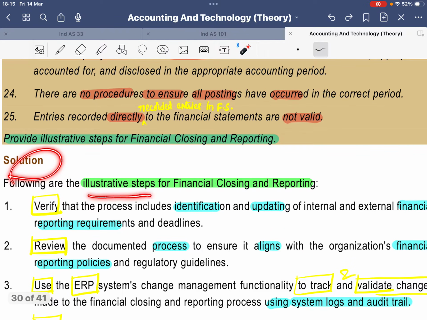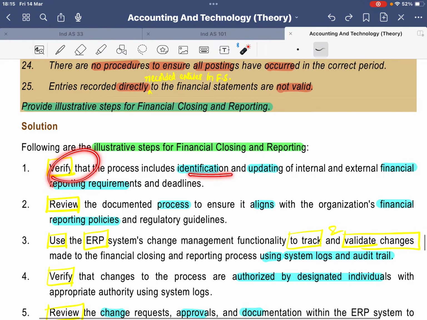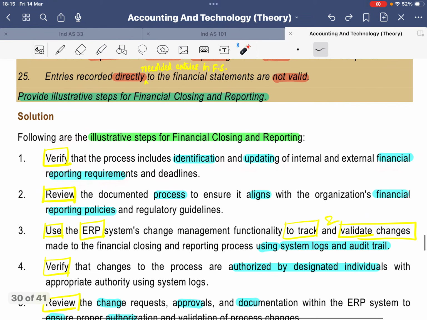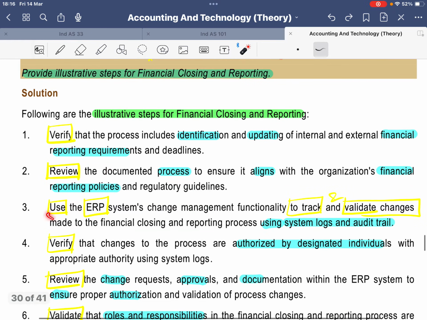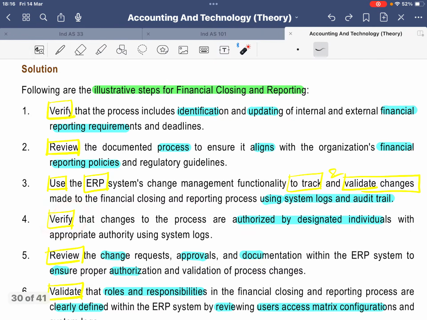Solution. Illustrative steps for financial closing and reporting. Verify identification of updated financial reporting requirements. Review process aligns with financial reporting policies. Use ERP to track and validate changes using system logs and audit trail. Verify changes are authorized by designated individuals.